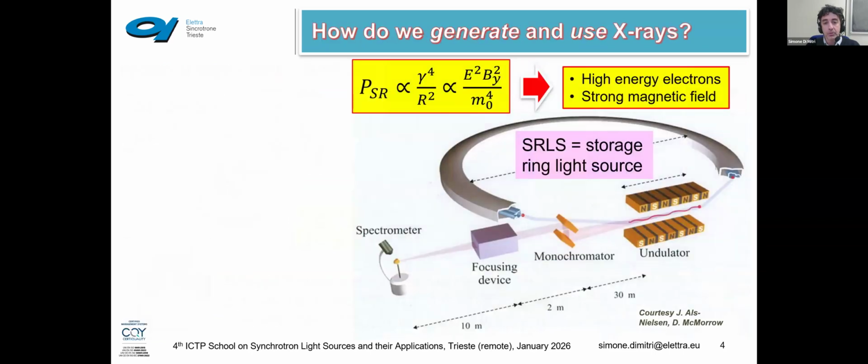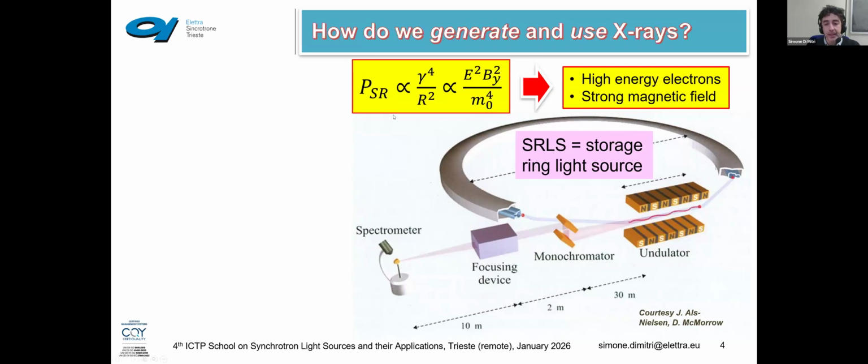So how do we generate and use such special X-rays? The tool we are talking about today is the storage ring light source, in the flavor of synchrotron light source, an advanced light source. In other words, a circular accelerator which aims to produce very intense and collimated X-rays. And why do we need such a tool?